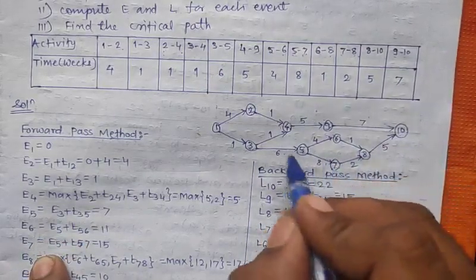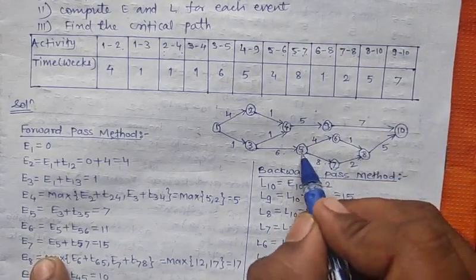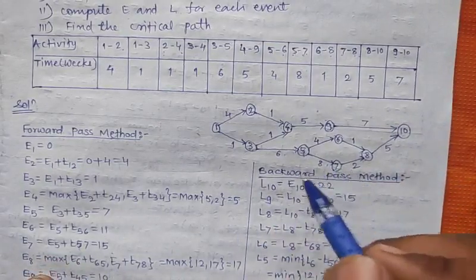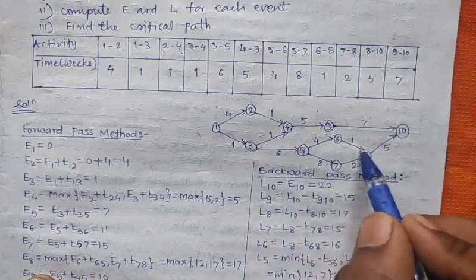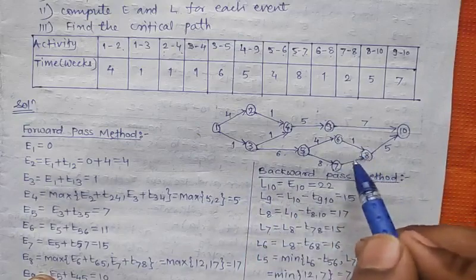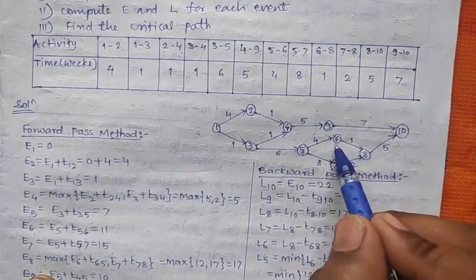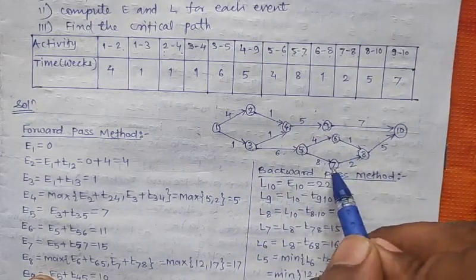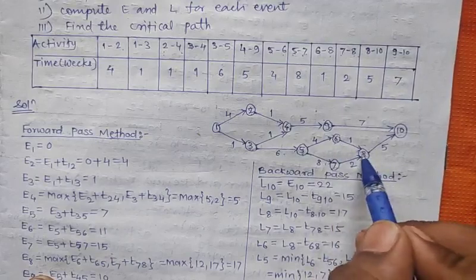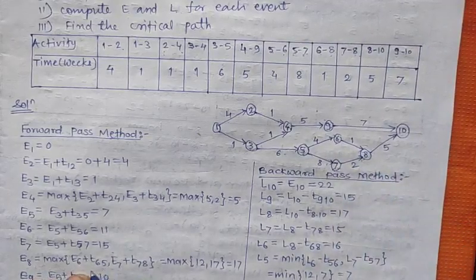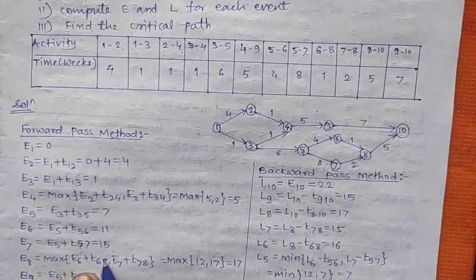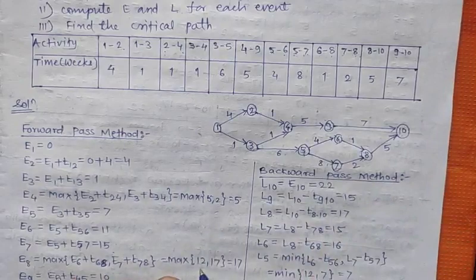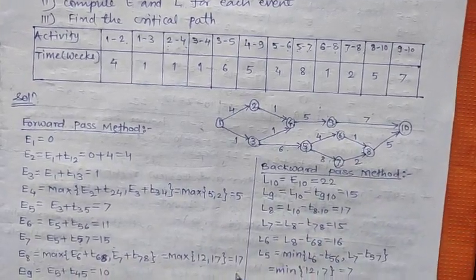So E7 having only one incoming arrow, which is from E5, we get E5 plus T57, which is equal to 15. Now next, calculate E8. For E8 there are two incoming arrows, from the 6th event and the 7th event. So E6 plus T68 and E7 plus T78. We'll calculate the maximum between these two, and we get 17.